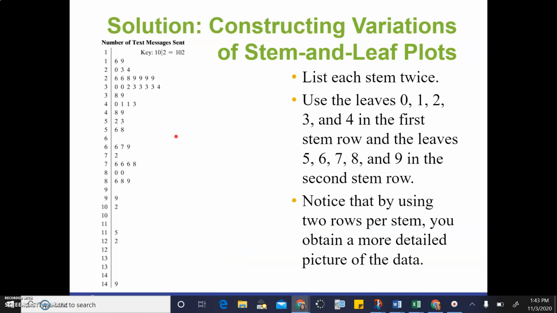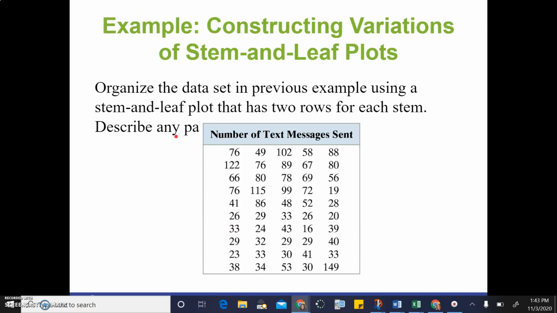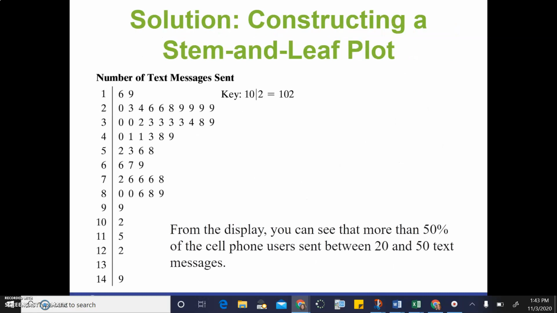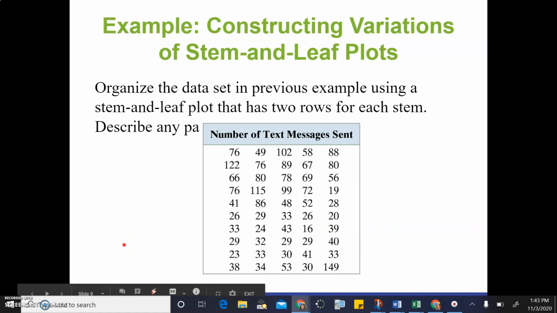1, 2, 3, 4, 5, 6. So this has 26 out of the 50 answers, right? 26 out of the 50 answers. So you can real quickly go, oh, more than 50%, more than 25 people answered between 20 and 50, which gives you a lot of data pretty quick.